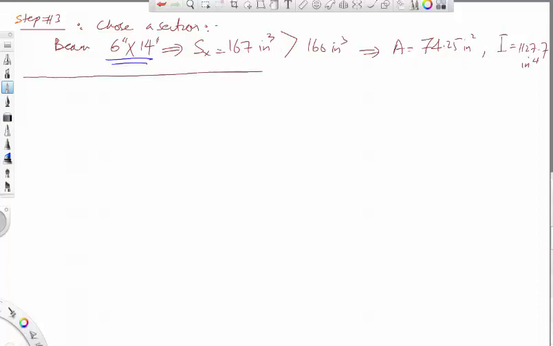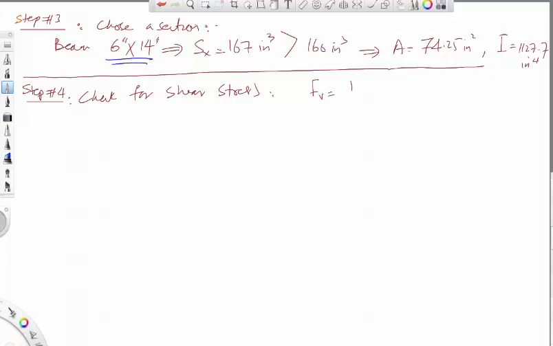Now what we will add here is step number 4, which is to check for shear stress. We have an equation for wood: shear stress is equal to 1.5 V, where V is the shear force, divided by the cross-sectional area. You find this equation in the template, and you're allowed to bring this template with you to the test if you want to.